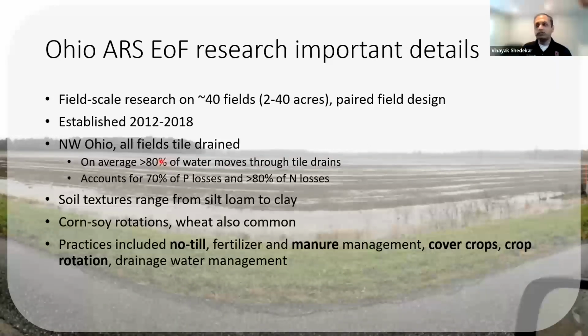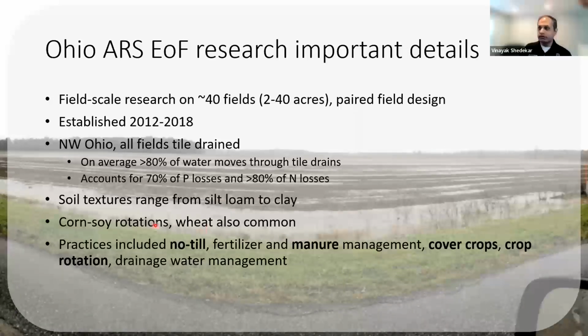Another 2 to 4 inches is what you'll see in terms of the surface runoff loss. But more importantly, that tile drainage loss also accounts for about 70% of the phosphorus losses and more than 80% of the nitrogen losses from our agricultural fields. So now you can see how important it is to really focus on this subsurface drainage pathway. A majority of those soils are silt loam to clay soils.